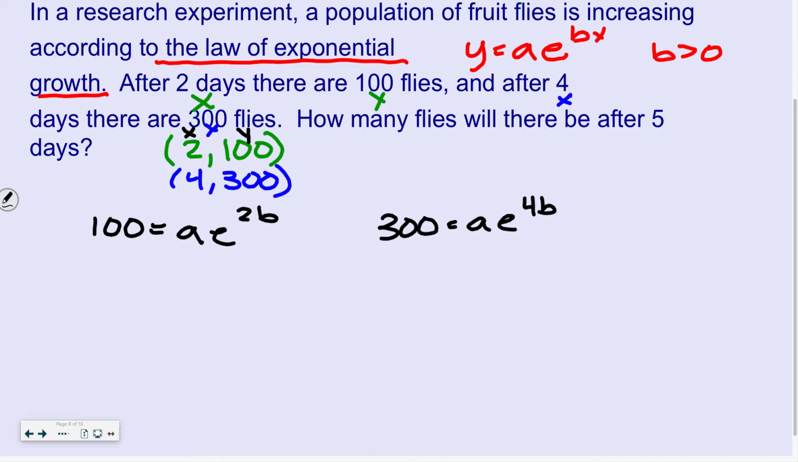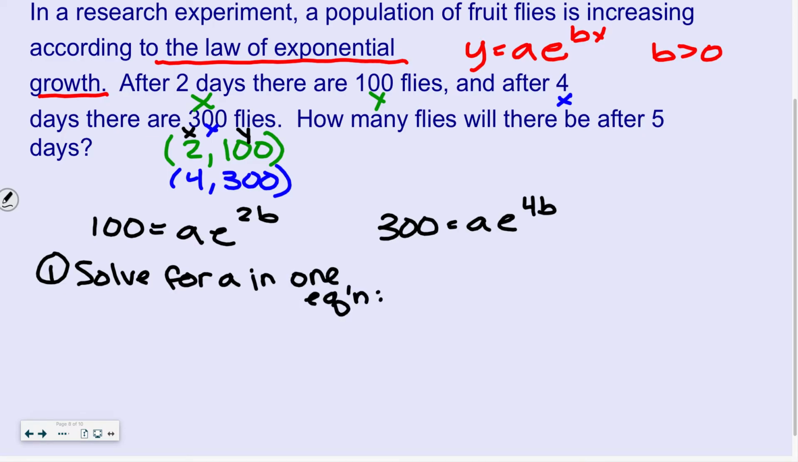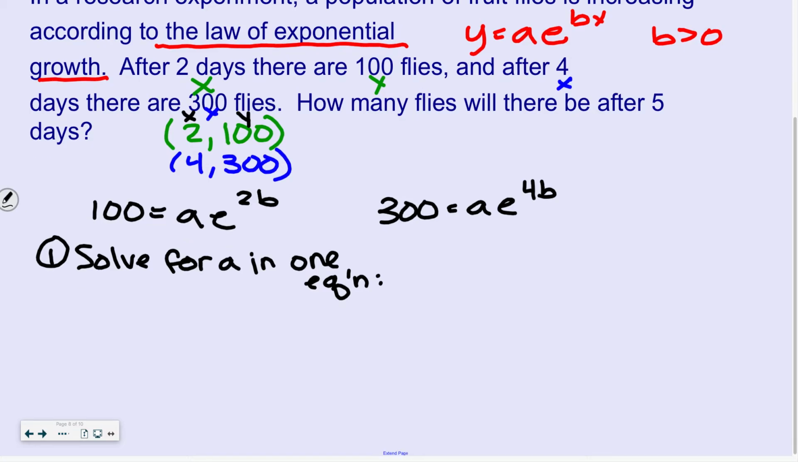I have 2 equations with 2 unknowns, which means to solve for A and B, I'm basically going to be solving a system of equations. So, pick one equation, solve for A. Solve for A in one equation. Doesn't matter which one you do. I'll just do the first one because it's right there.